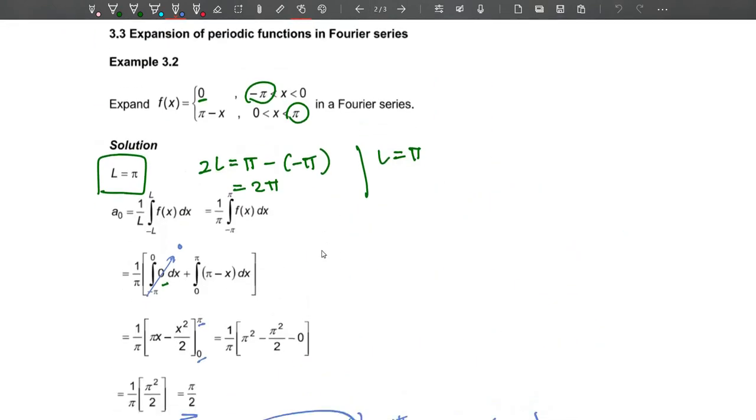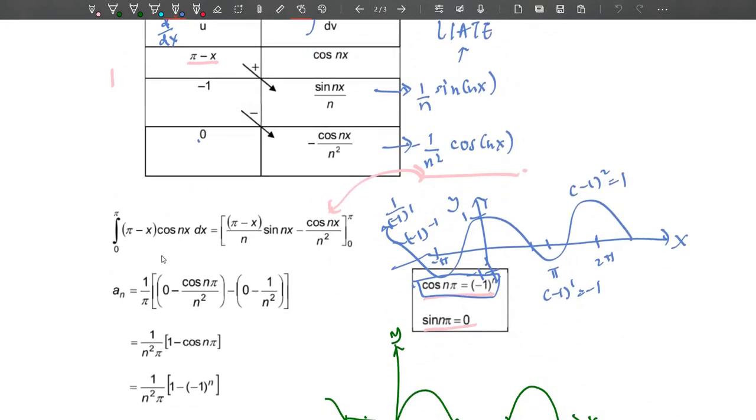I'm just going to write something for a_n here. The same for b_n. As b_n, you can also directly write it as such. That means here (pi minus x) over n sin n x minus 1 over n squared cos n x, from 0 to pi. You can write it directly there.